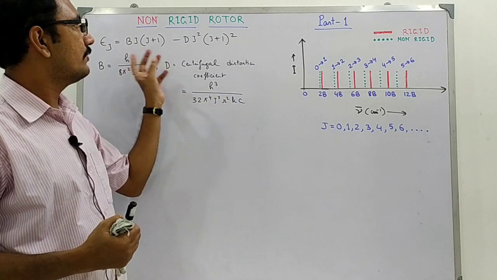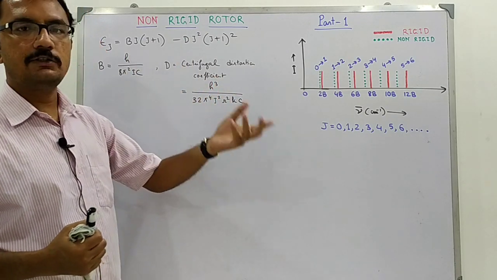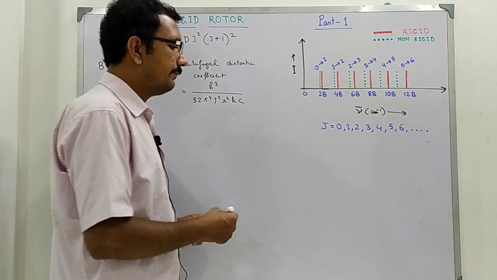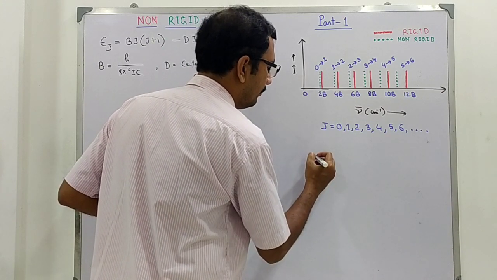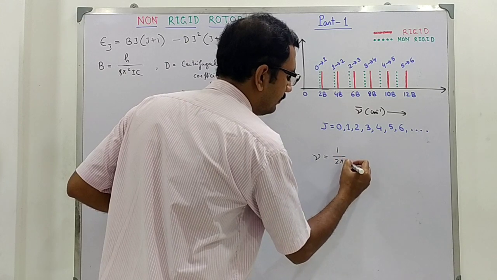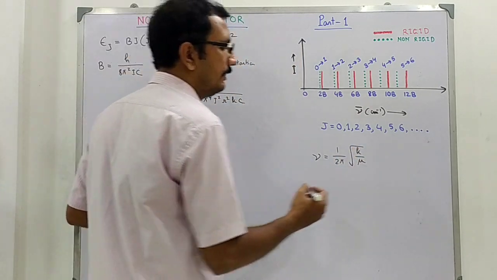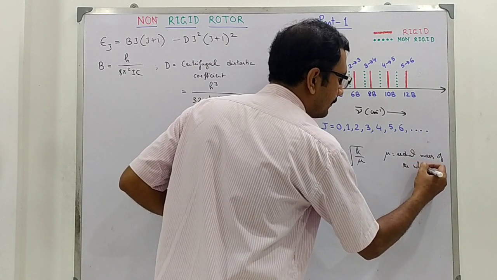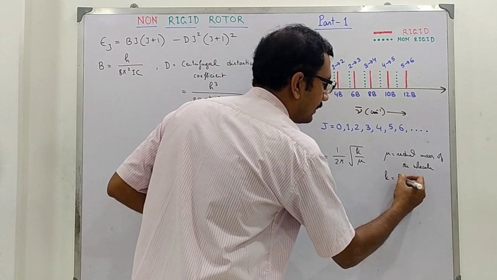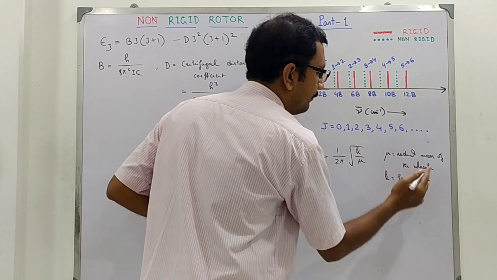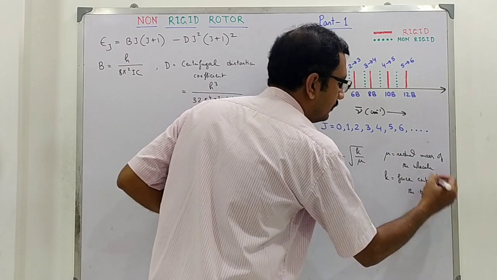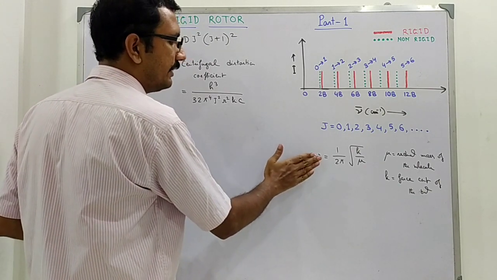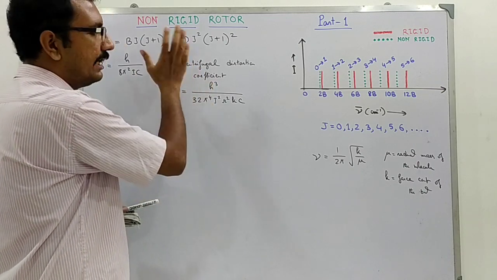So, this elastic bond, that is the non-rigid rotor, will also exhibit vibration in addition to rotation with a fundamental vibrational frequency, which is nu equals 1 by 2 pi root over k by mu, where mu is the reduced mass of the molecule, and k is the force constant of the bond that is connecting the two atoms.